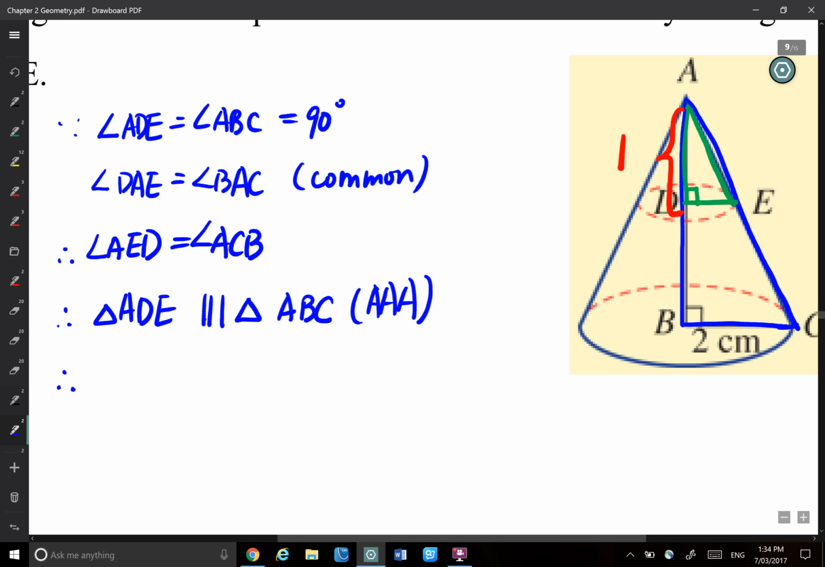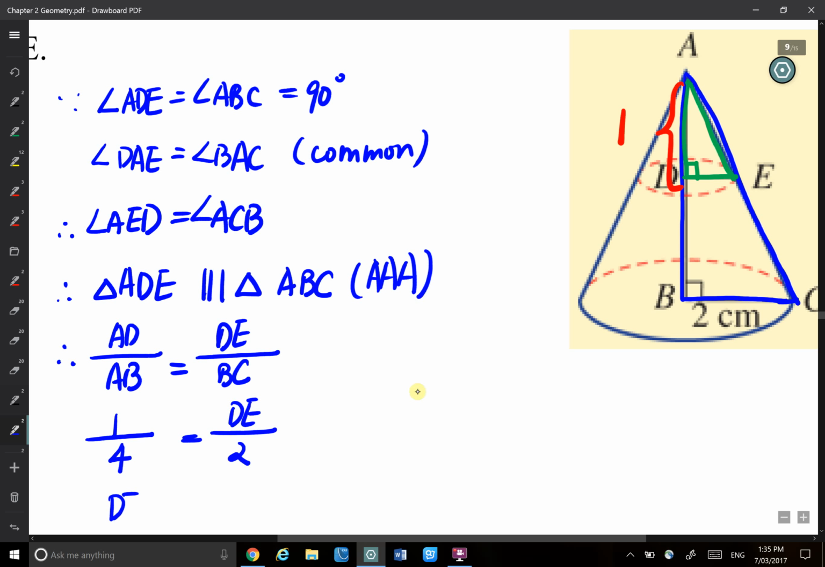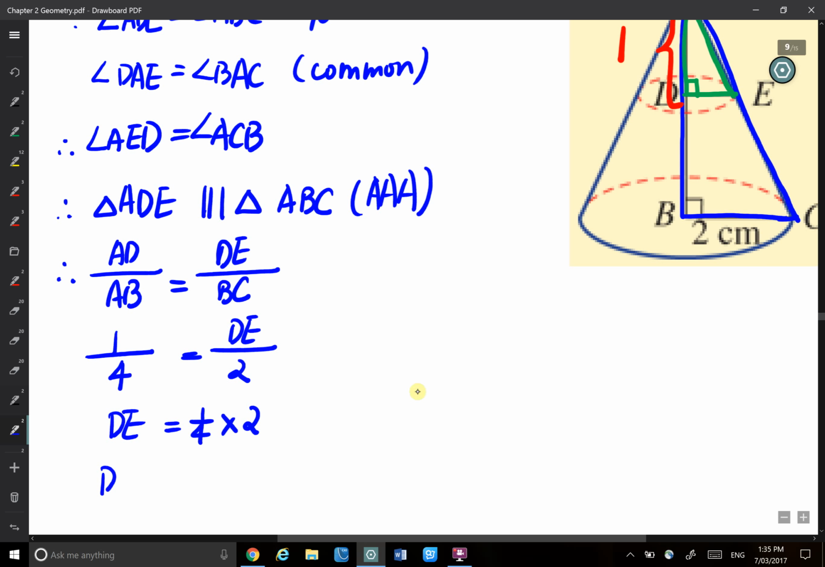So therefore I'll write ratios. Okay, I start to write the ratios. So AD, the height, over the whole height AB must equal DE, which is the radius of the small cone, over BC. AD is 1, AB is 4, and DE is unknown, BC will be 2. So DE is that times 2, and DE equals a half.